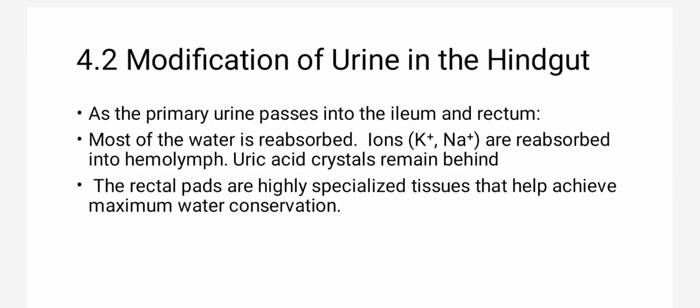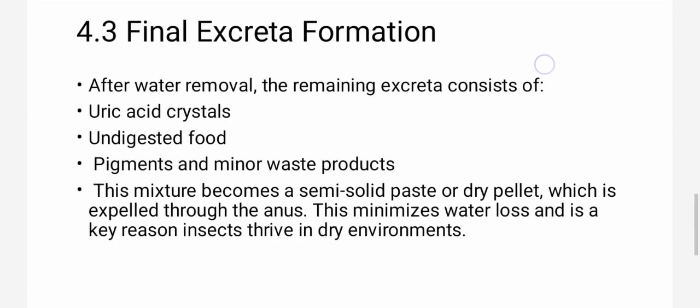Next is modification of urine in the hindgut. When the urine is formed, modification is done in the hindgut. When the primary urine passes into the ileum and the rectum, most of the water is reabsorbed. Ions like potassium and sodium are reabsorbed into the hemolymph. Uric acid crystals remain behind. The rectal pads are seen in the rectal area. The rectal pads are highly specialized tissue that helps achieve maximum water conservation.